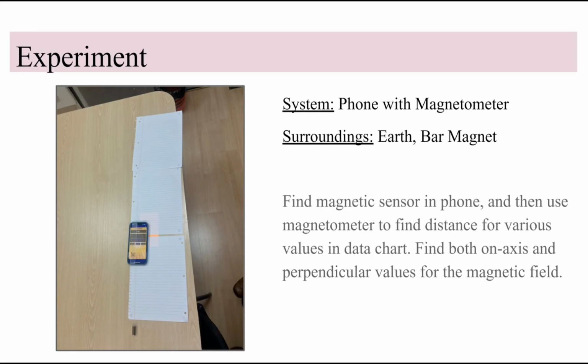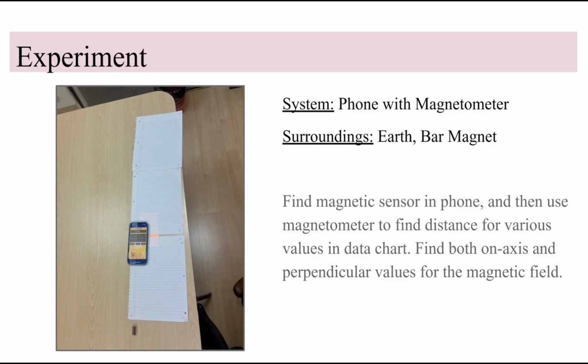So for our setup, the system was a smartphone's internal magnetometer, and the surroundings include the Earth's magnetic field and the bar magnet. The first step was to orient the phone to compensate for magnetic north, ensuring the x component of the field started at 0. I then located the exact position of the magnetometer sensor within the phone by finding the points where the x and y readings were maximized.